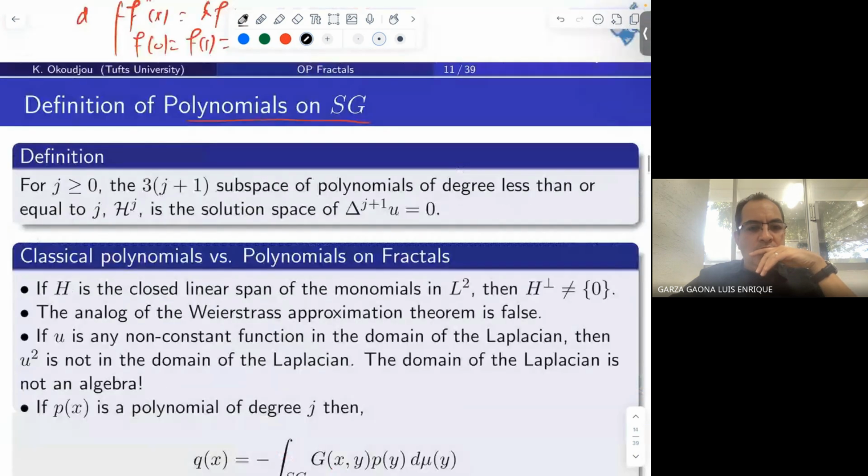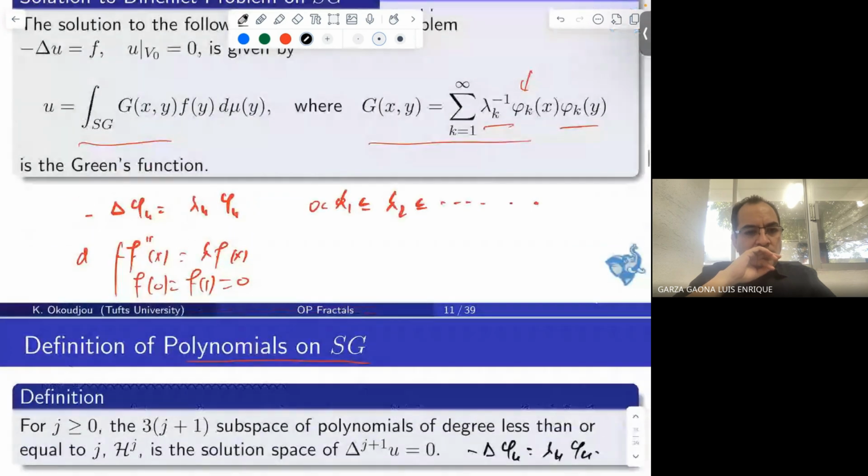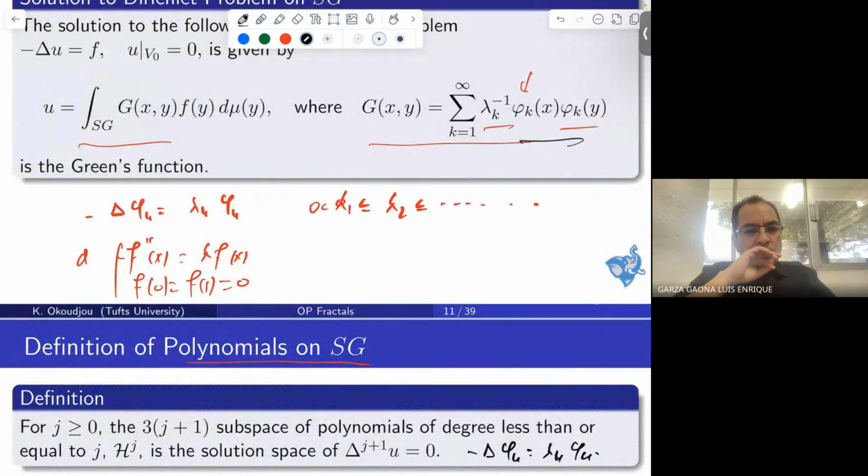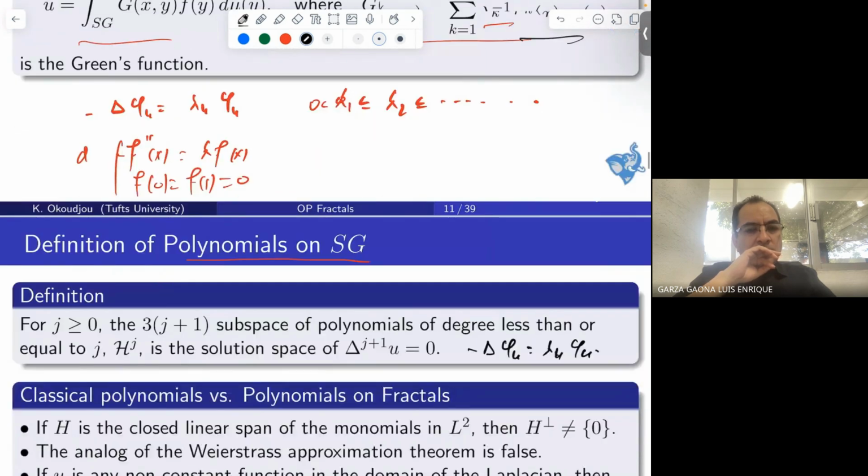So I want to make sure that we all agree on the definition, because this is what I'm going to call a polynomial going forward. And you can clearly see that an eigenfunction will never be a polynomial, because if you take the Laplacian of phi k, you just get lambda k times phi k, or minus Laplacian gives lambda k. So in particular, the functions in this expression are not going to be polynomial.